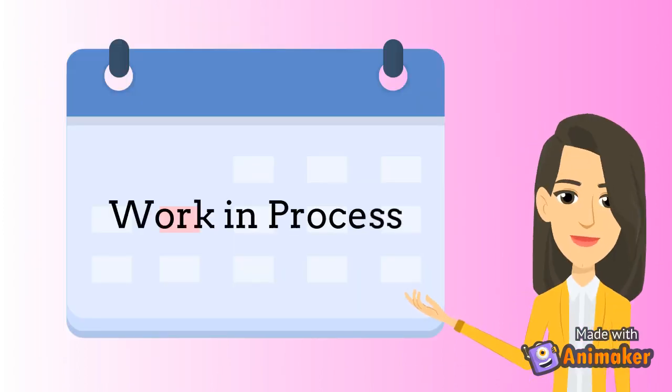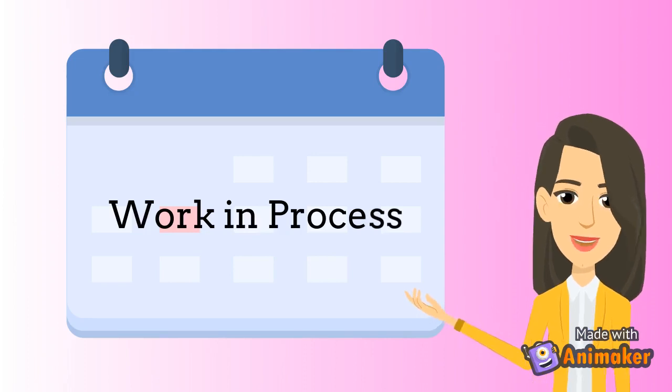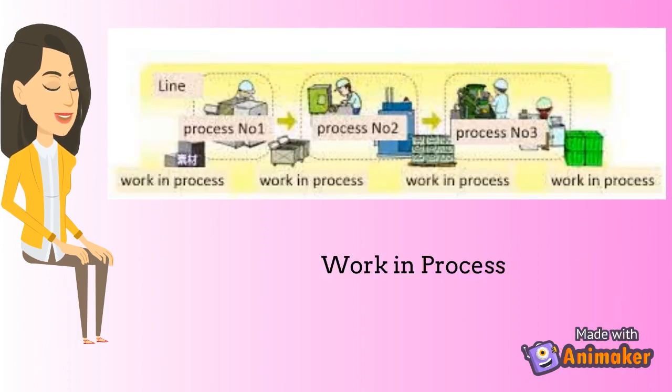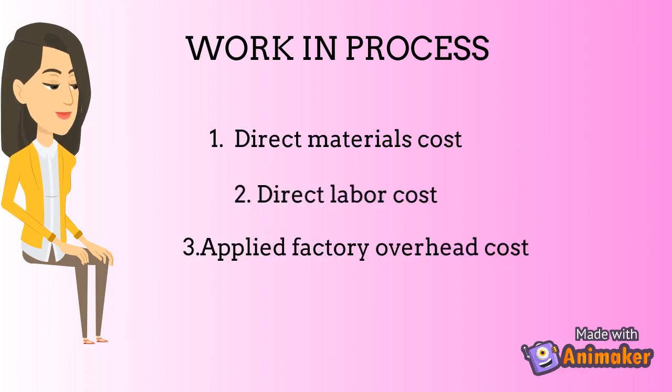Now, let us move forward to the next topic, which is the work in process. Work in process is the term used to describe partially completed goods, which are typically turned from raw materials to finished products within a short period. See the sample illustration. During the period, work in process is increased or debited for the following: 1. Direct materials cost. 2. Direct labor cost. 3. Applied factory overhead cost.